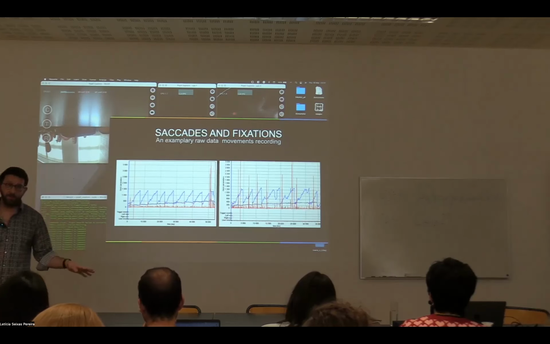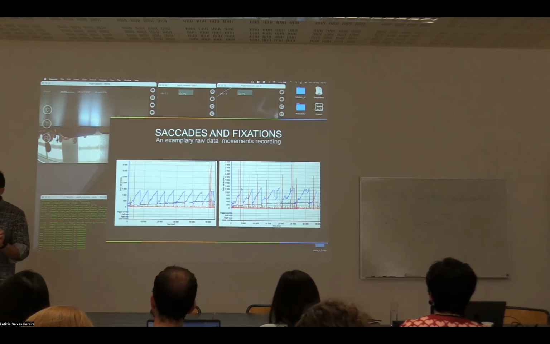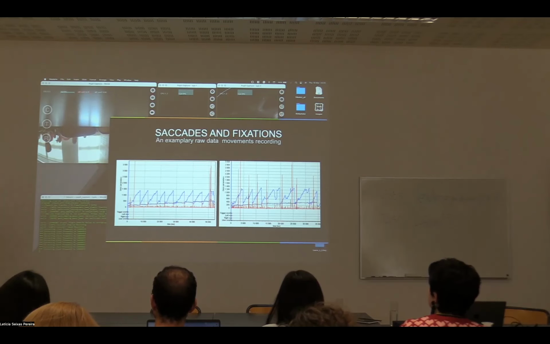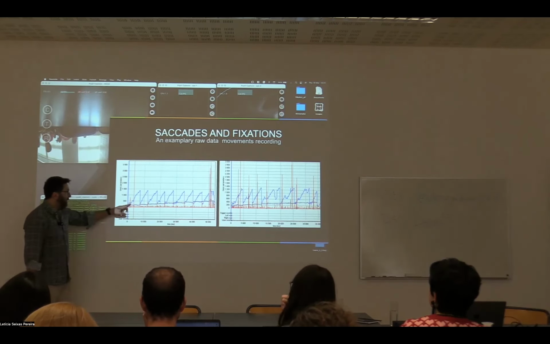Sometimes when you turn on the plugin which can detect the fixations in real time, you can have additional columns telling you whether this part of the data is a fixation or a saccade, right? So here we see clearly that this person was actually reading.